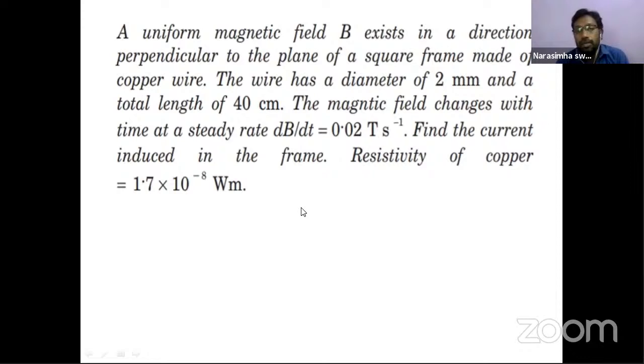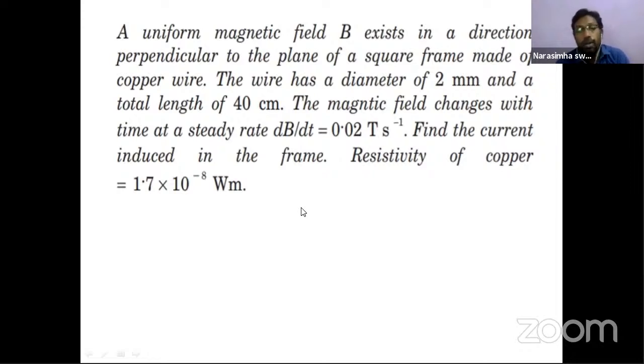Now the magnetic field changes with time. That is dB by dt. The magnetic field is changing with respect to time, so it's not a constant field now. The rate of change is given, at what rate the magnetic field is changing.